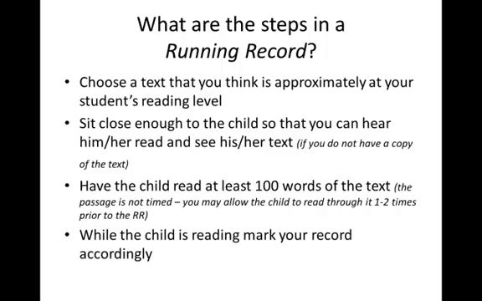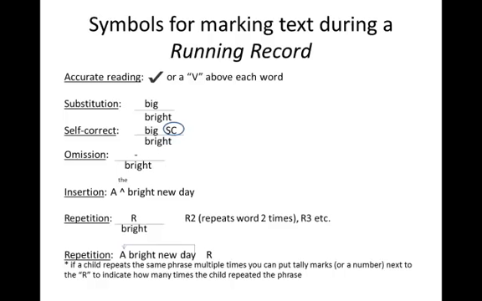And then the last step is while the child is reading, you mark your record accordingly. So what are some of the symbols for marking text during a running record? Well, the first one is a check mark for accurate reading. You could also do a V above each word. Some people do not even do checks or V's if they're using a running record sheet where the words are printed over. They just mark the substitutions, self-corrects, omissions, insertions, repetitions, etc.